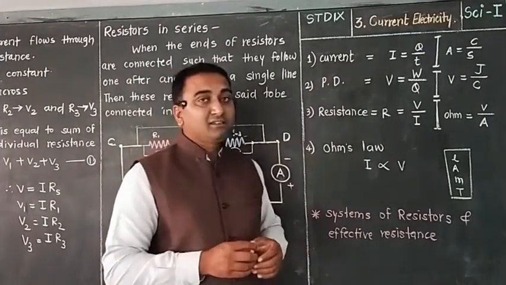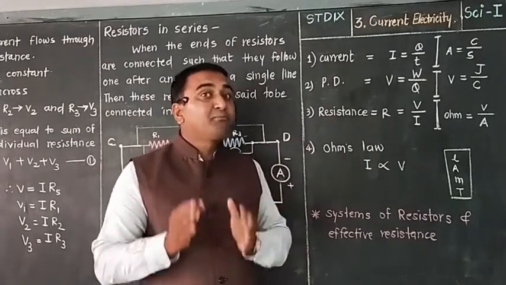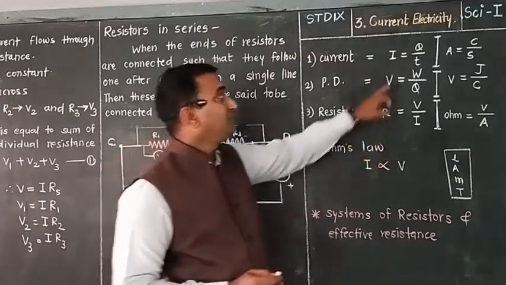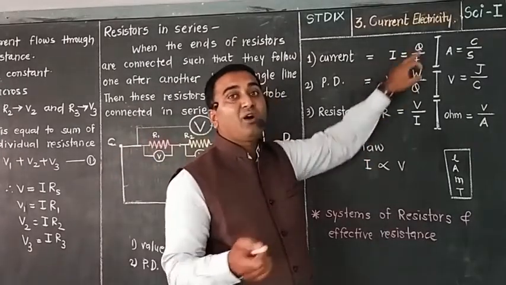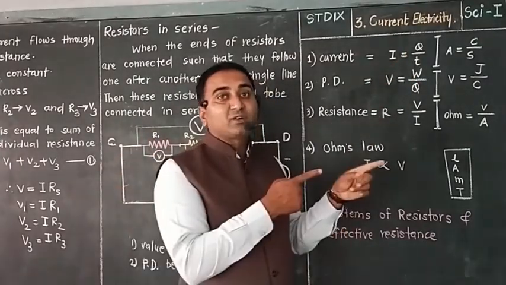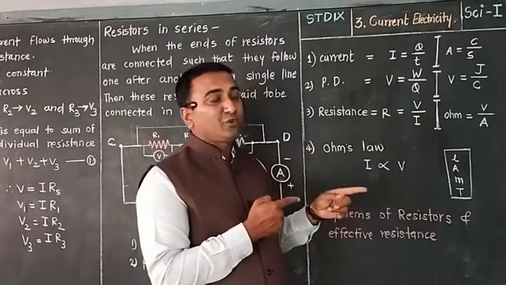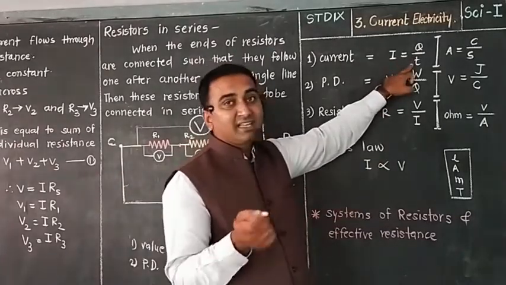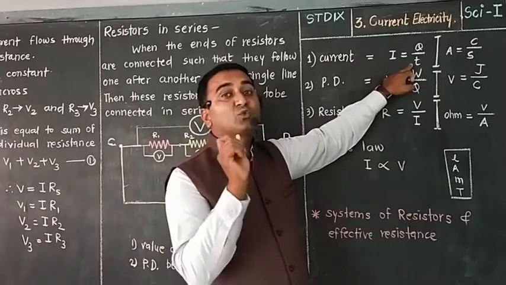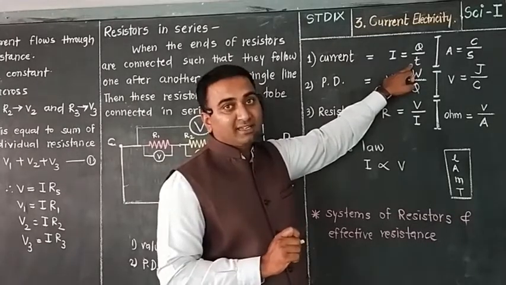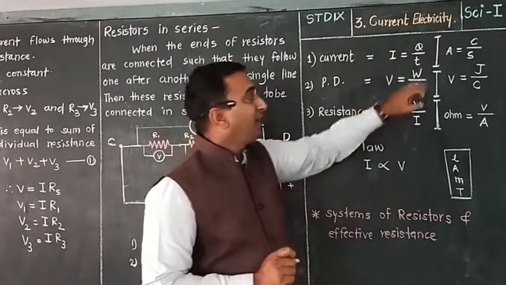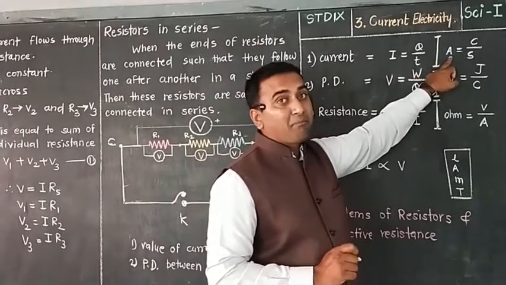or current is a flow of charge per unit time. That means charge is on the electron. As electrons are flowing, charge is flowing. So in 1 second, how much charge, or how many coulombs of charge, is flowing through the conductor, that is current, and it is measured in ampere.